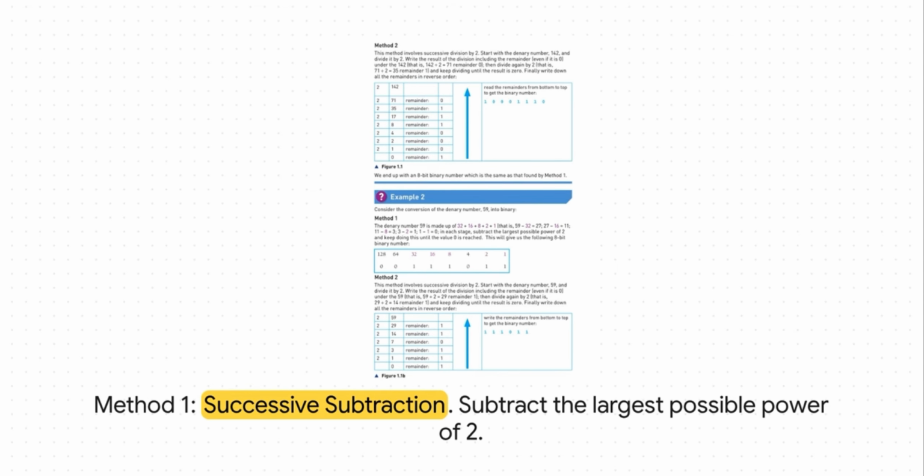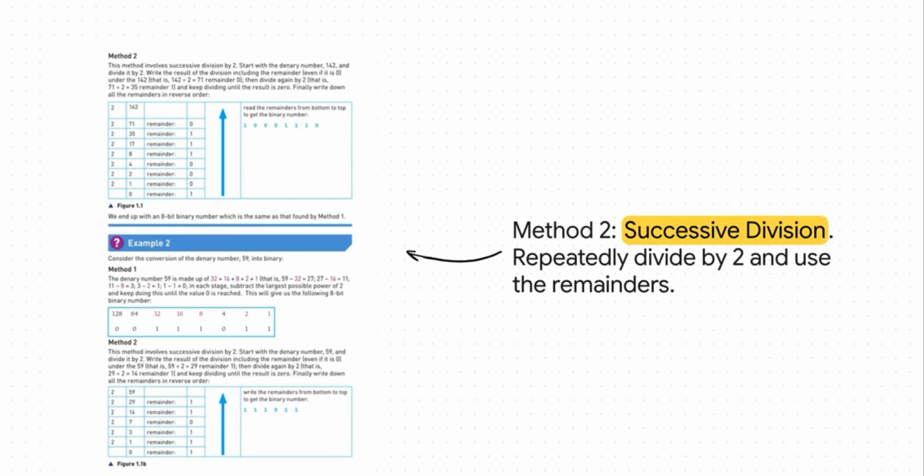You take your number, we'll stick with 142, and you just find the biggest power of 2 that can fit inside it. In this case, that's 128. So you put a 1 in the 128's column. Then you see what you have left over, which is 14, and you just do it all over again until you hit 0.